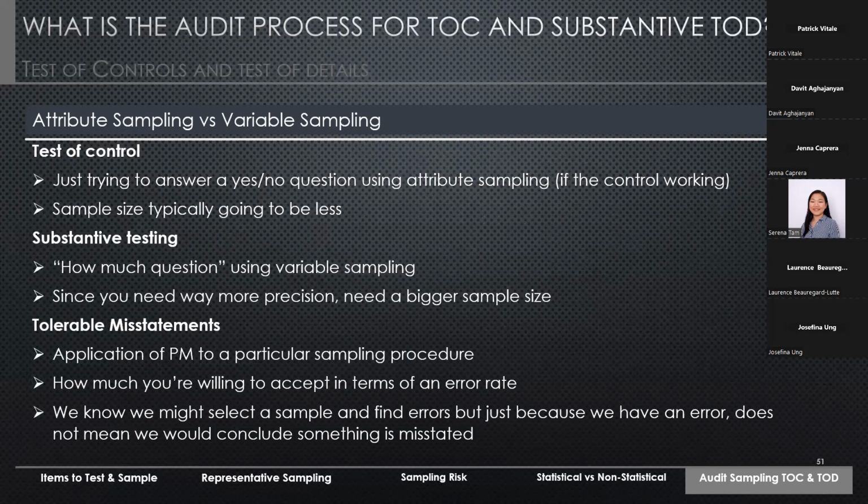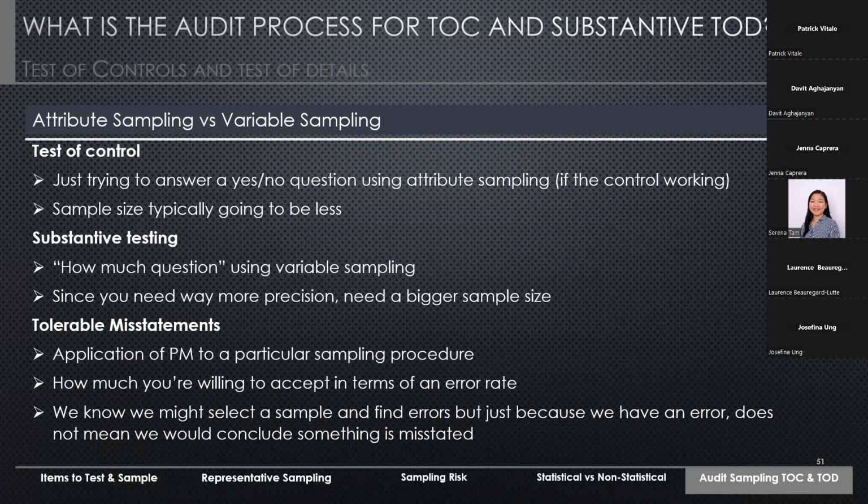Okay, so we'll go over again a little bit here. Test of controls, just trying to answer a yes or no question using attribute sampling, if the control is working, and normally the sample size is less. Substantive testing is a how much question. Okay, dollar amount here, guys, dollar, using variable sampling. And since you need way more precision, you need a bigger sample size. Okay, because we're testing the dollar amount.